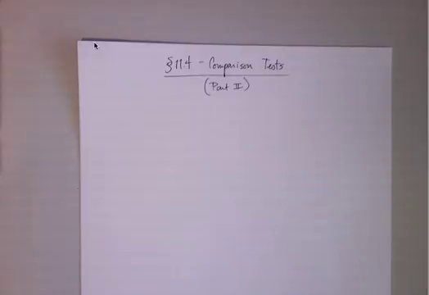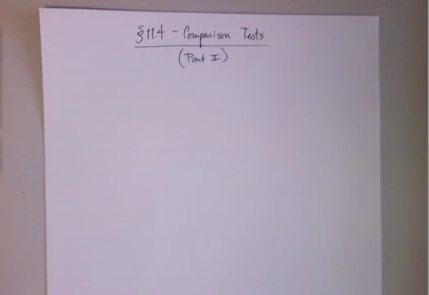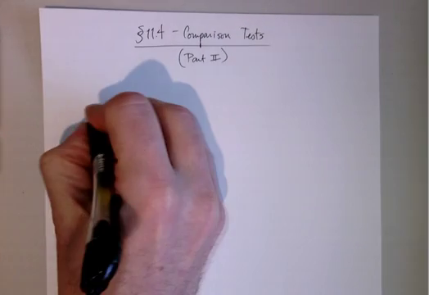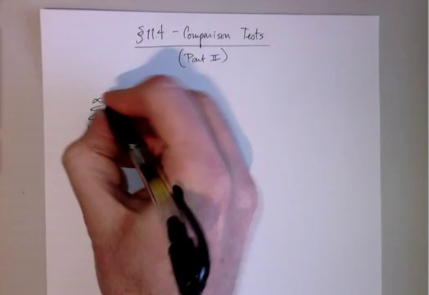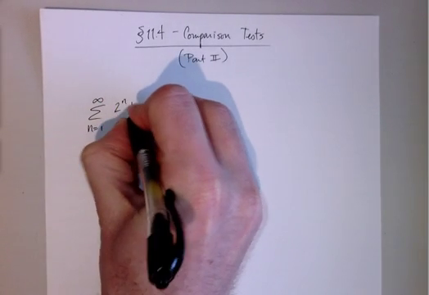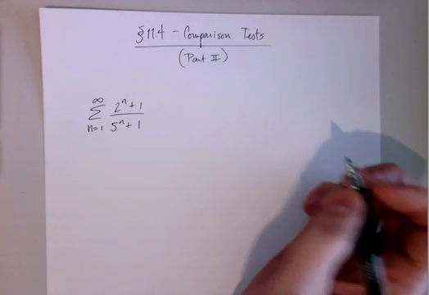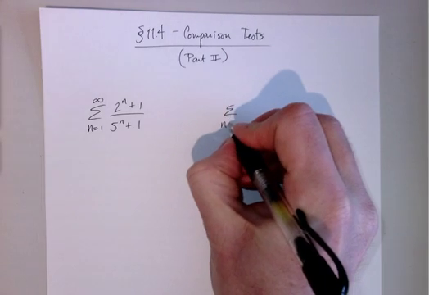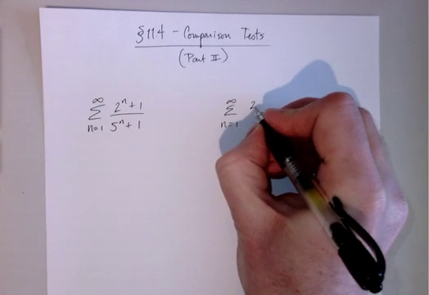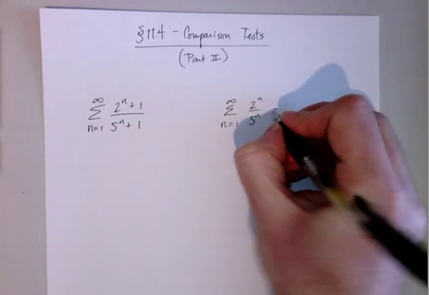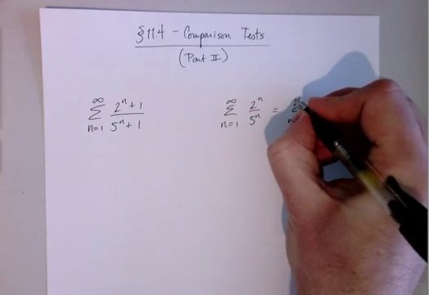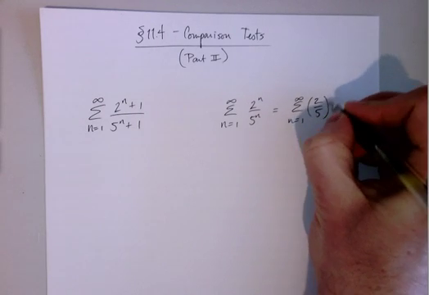Let's say that we're given, let's go ahead and undo the zoom. All right. Now, let's say that we're given sigma n equals 1 to infinity of (2 to the n plus 1) over (5 to the n plus 1). Well, that looks awfully similar to 2 to the n over 5 to the n, or, what's more commonly written, (2/5) to the n.